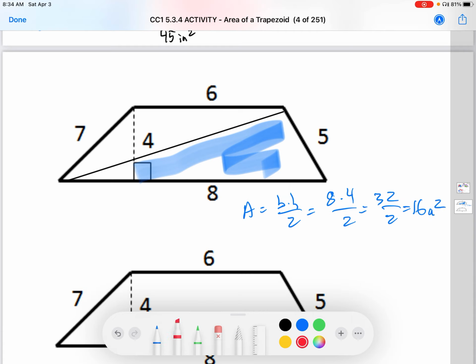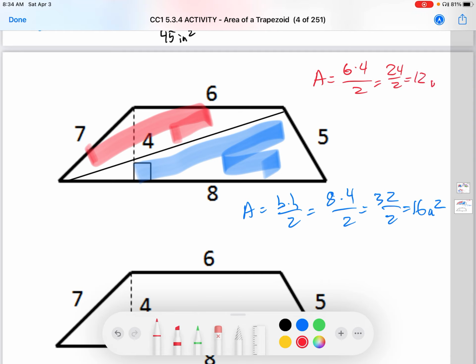What those are. The red one is up there. And we can count that as area equals base 6, height of 4. Remember, my little hint is that the height for one triangle is the same as the height for the other one. 6 times 4 over 2 is 12 square units. 12 square units plus 16 square units is 28 square units.